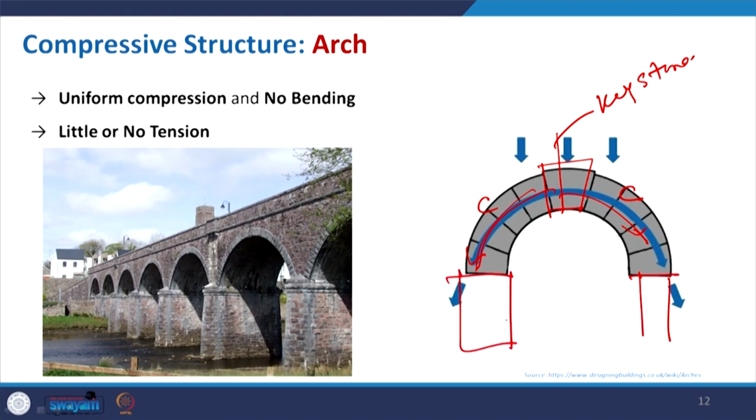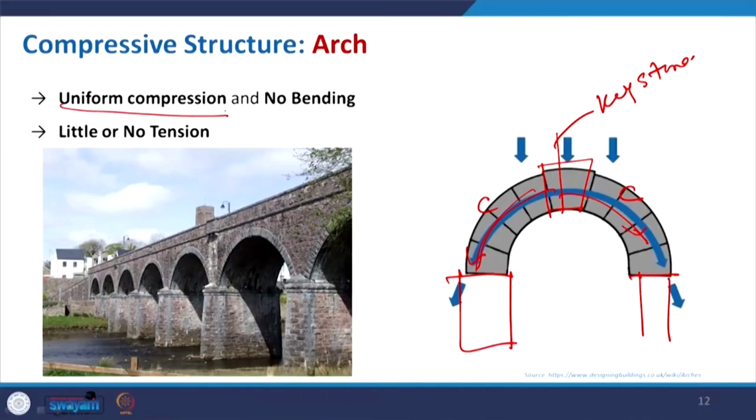So, this is the overall transfer of load in the arch, and the load being carried is fully compression. The arch is a very good example where we can see uniform compression and no bending. Sometimes, as in the second line of this particular slide, there is little or no tension; it depends.